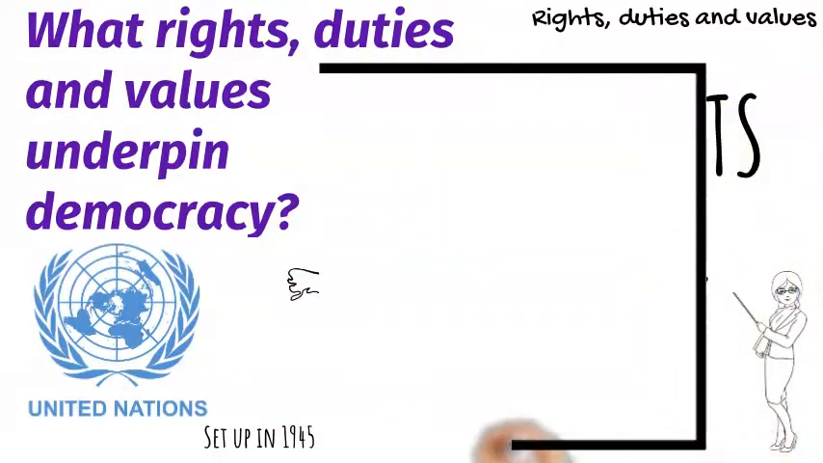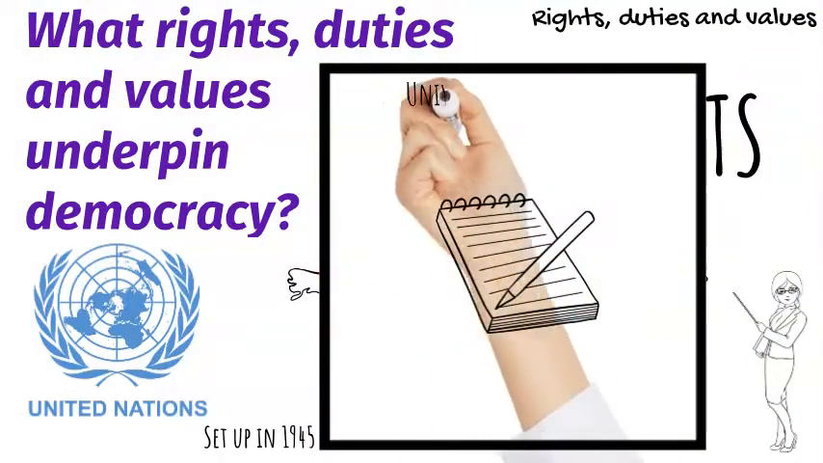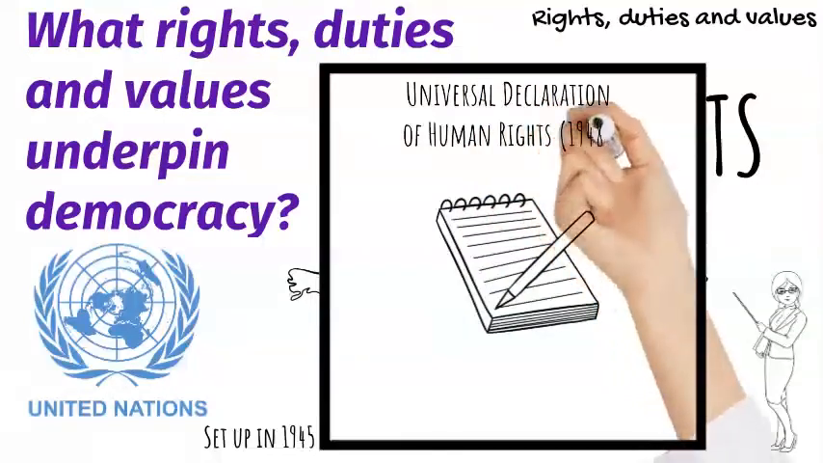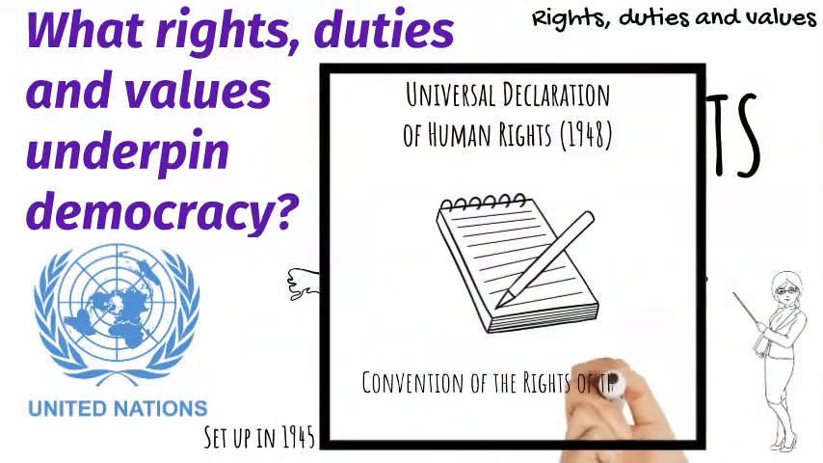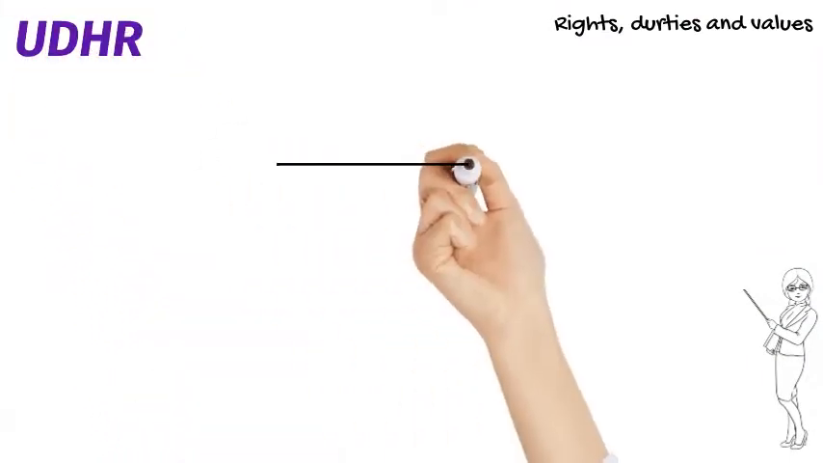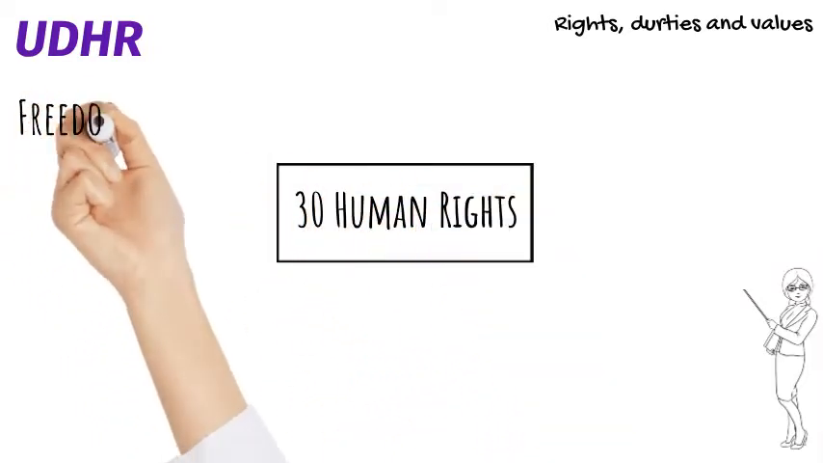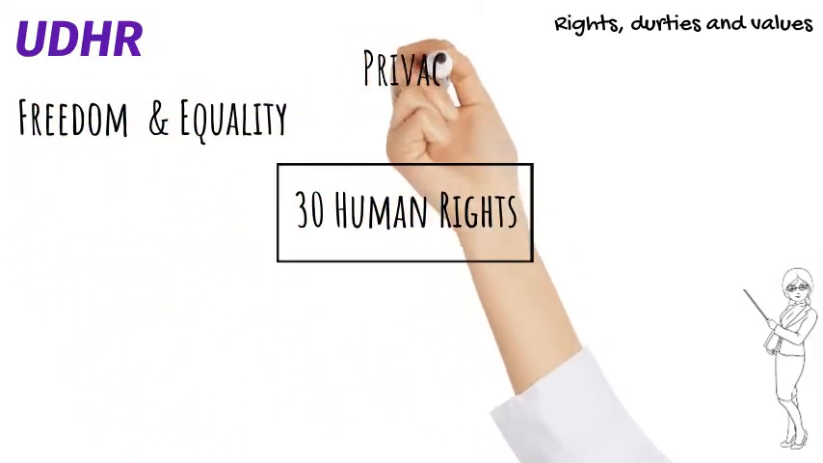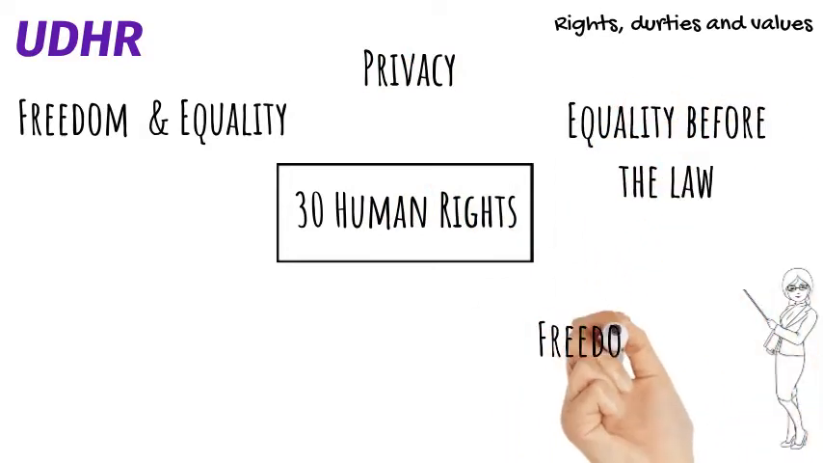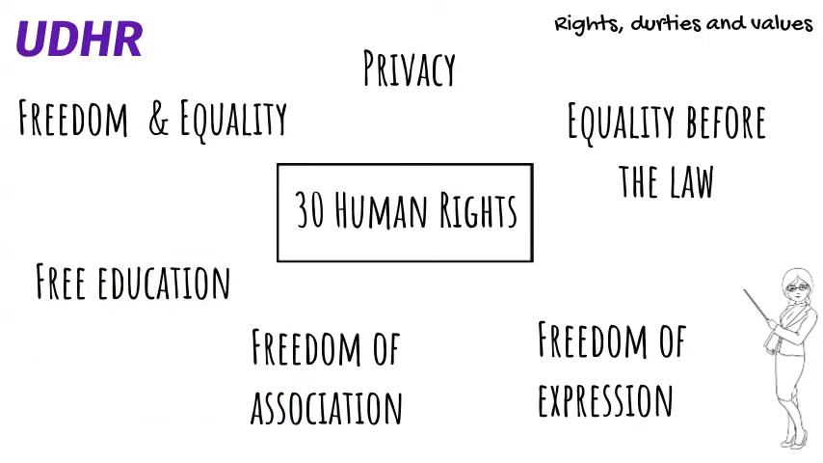The UN has produced two key statements on human rights. The first was the Universal Declaration of Human Rights in 1948, and the other is the Convention on the Rights of the Child in 1989. The Universal Declaration on Human Rights names 30 fundamental rights that all people should be entitled to. These include the right to freedom and equality, the right to privacy, equality before the law, freedom of expression, freedom of association, and the right to free education.